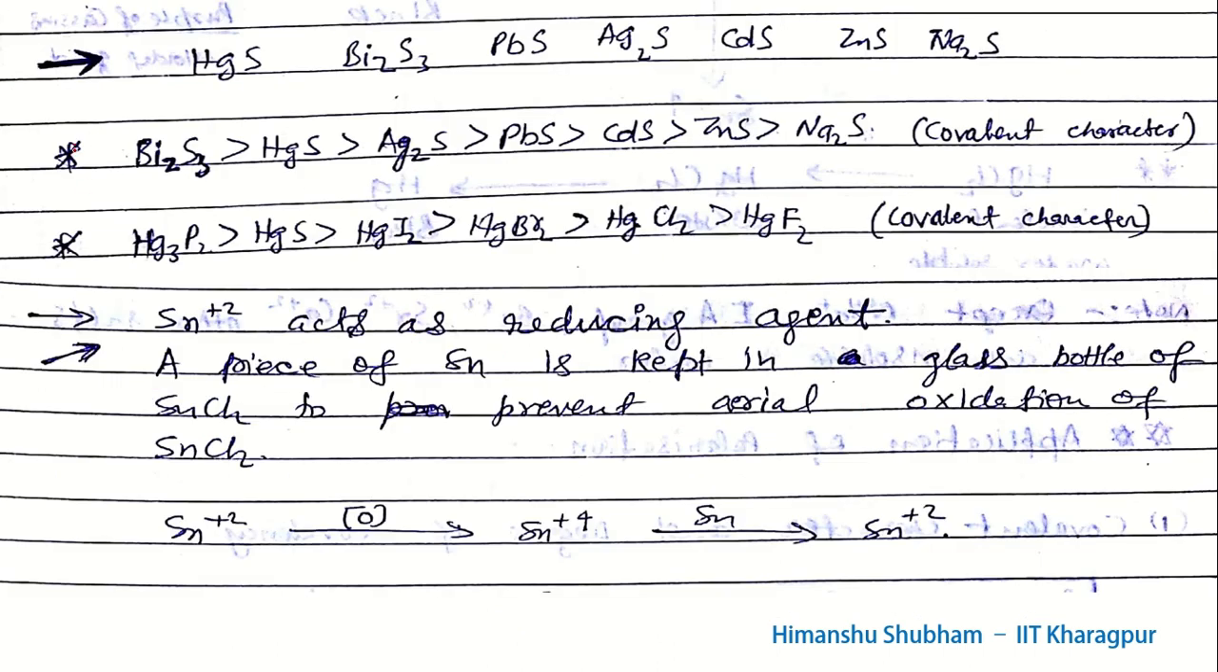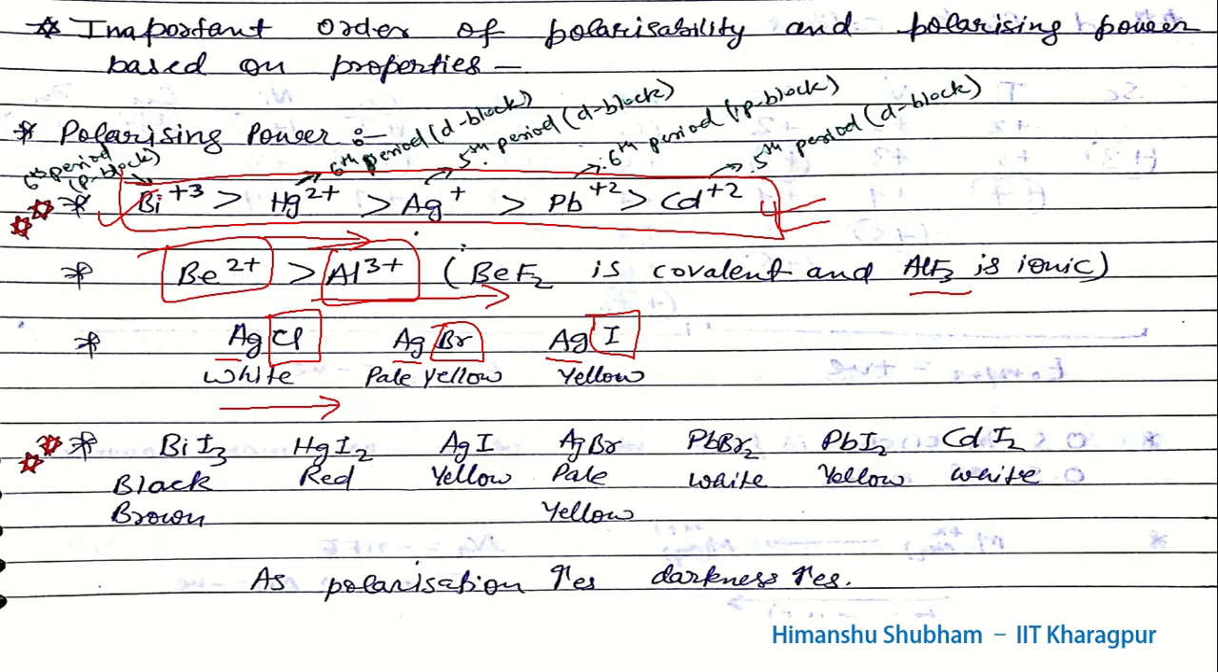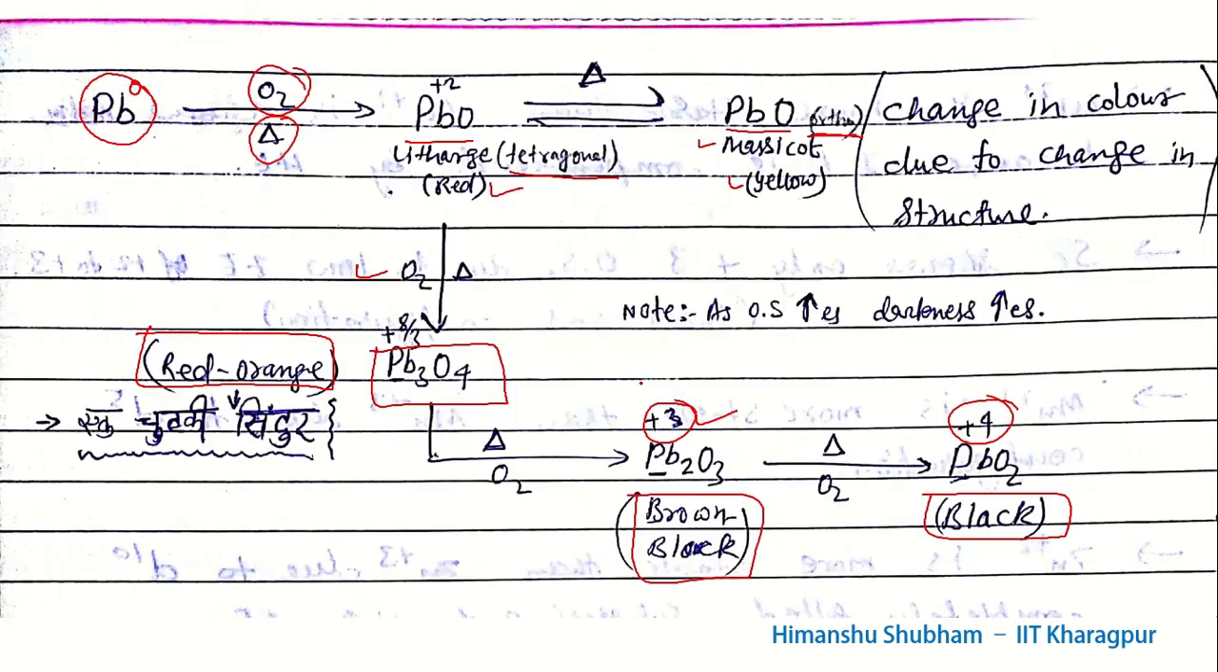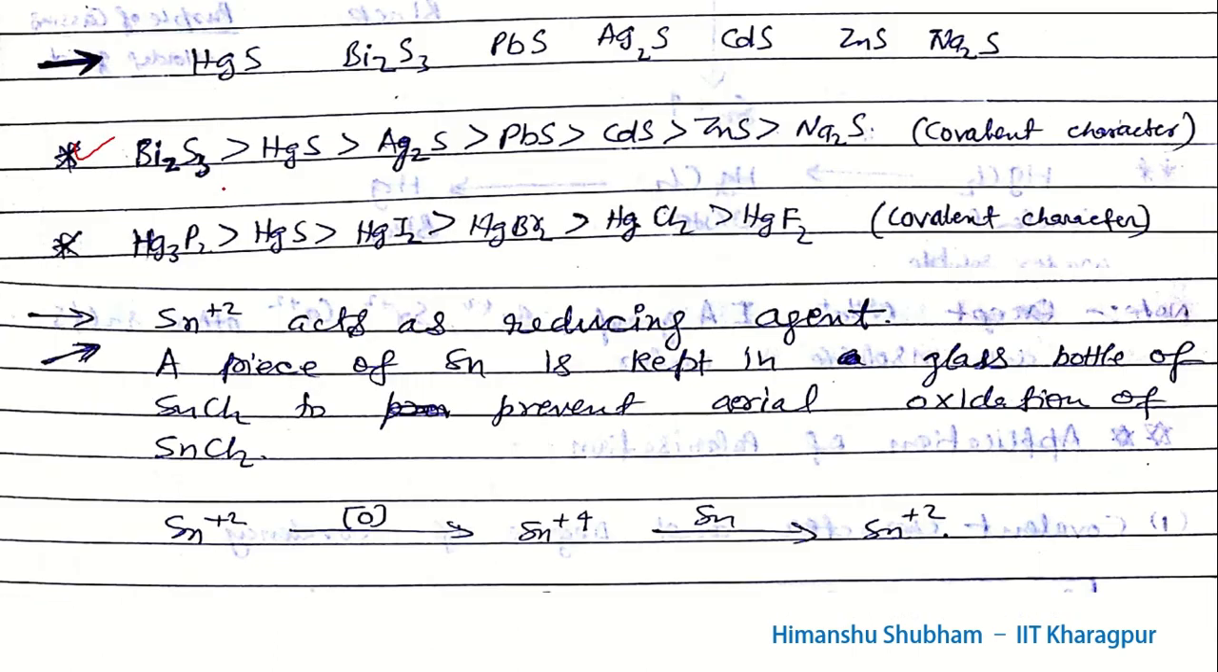Now we have this ordering of covalent character. If you can remember the order of polarizing power that was told here, then you can conveniently order the covalent character, because polarizing power and covalent character are directly related. So these points you can infer from the order of polarizing power.